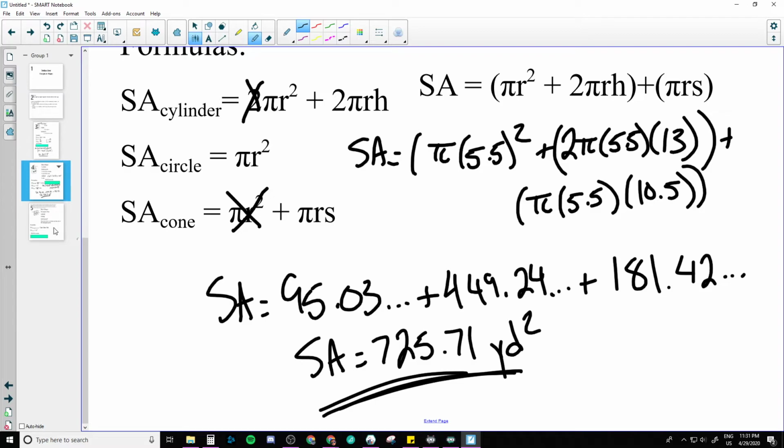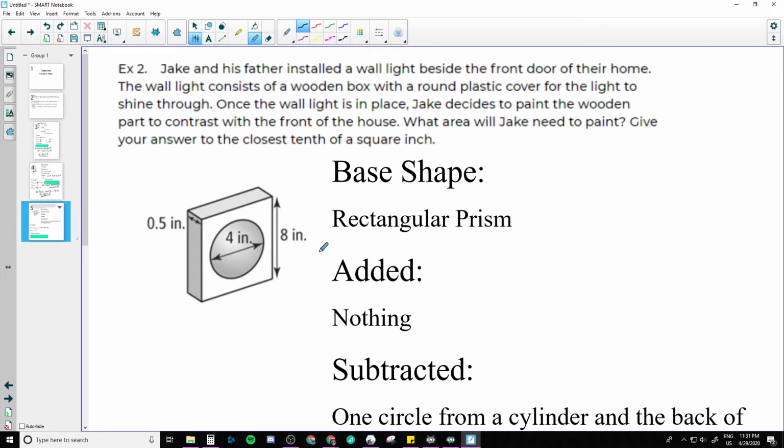Okay, let's take a look at a word problem example. It says Jake and his father installed a wall light beside the front door of their home. The wall light consists of a wooden box with a round plastic cover for the light to shine through. Once the wall light is in place, Jake decides to paint the wooden part to contrast with the front of the house. What area will Jake need to paint? Give your answer to the closest tenth of a square inch. Tenths is 1 decimal place.